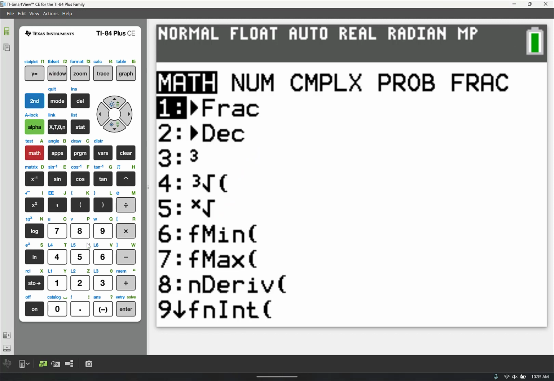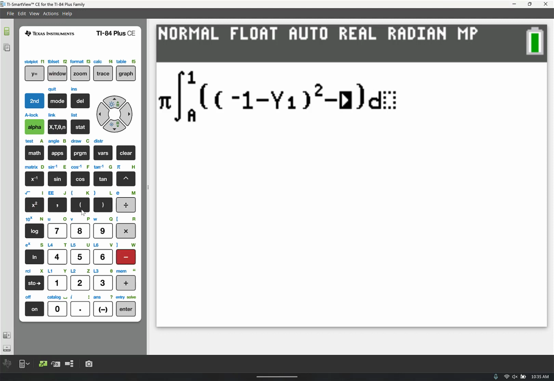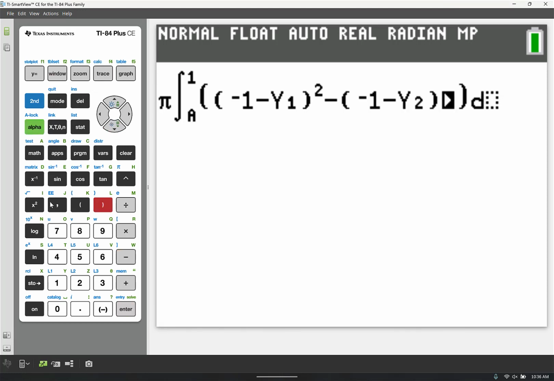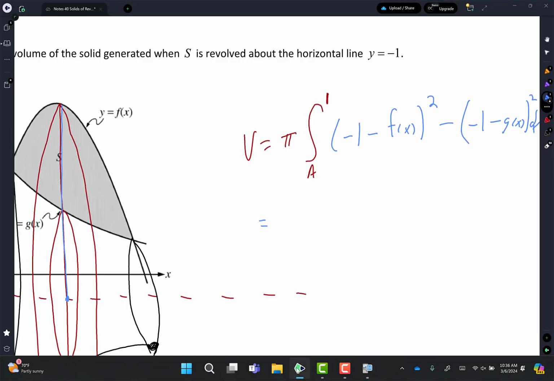Math 9, from what to what? A. Make sure that your A hasn't been erased. A to 1, parenthesis, negative 1 minus f of x, which was, I believe, in y1. Close it, squared, minus negative 1 minus g of x. And let's see what I have. 4.558. Was that the last one?